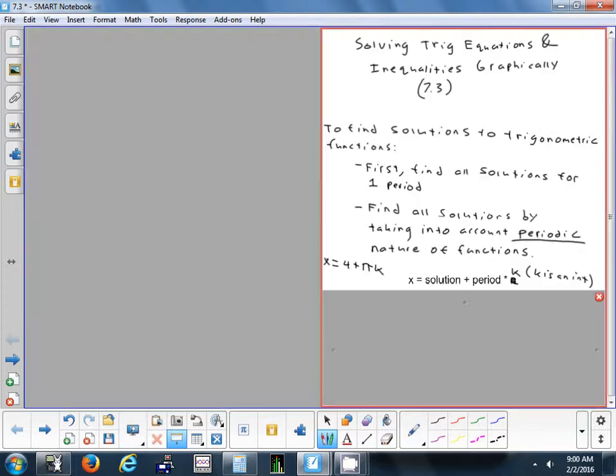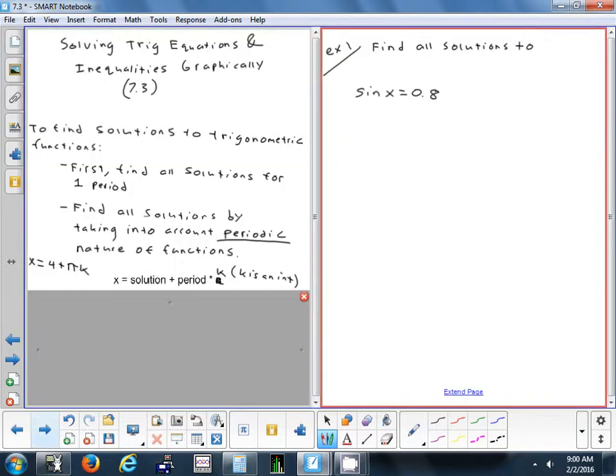All right, so this problem is very similar to what we did yesterday, except we're not going to do it algebraically. Algebraically, we would take the inverse sine of both sides. We'd get one answer. Then we'd use our diagram and say our first answer is in quadrant 1, our second answer is in quadrant 2. So in quadrant 2, it's 180 minus your first answer. That's algebraic. Today, we're just going to graph it.